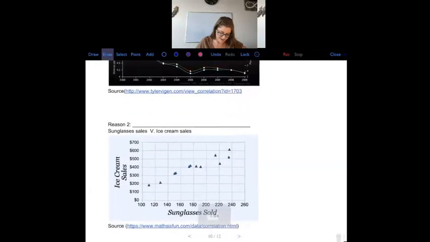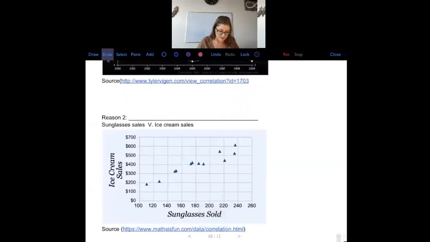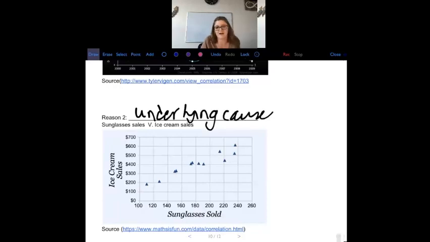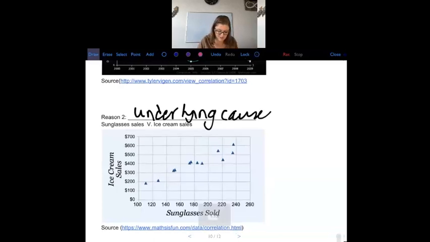Reason number 2, so for instance, we have another scatter plot that has to do with, along the X, sunglasses sold and ice cream sales. As the number of sunglasses sold increases, the number of ice cream sales are increasing. What could it be? Is the purchase of sunglasses causing ice cream sales to go up? Probably not, but in this case, we have the same underlying cause. It's hot. People are buying sunglasses and ice cream. So in this case, one's not causing the other, but the same thing is going on that might be causing each to go up at the same time.